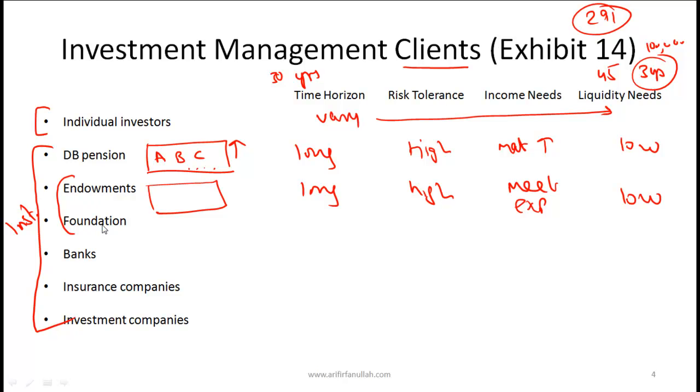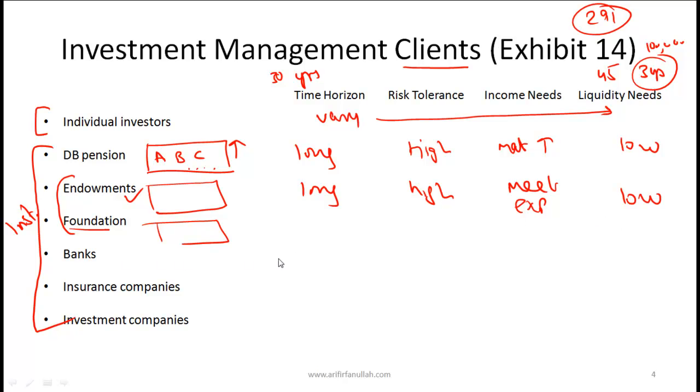Just to draw the distinction between an endowment and a foundation, while all these characteristics are the same, I already talked about the fact that when we have a university fund, that's referred to as an endowment. Foundations generally refers to charitable foundations. So the largest charitable foundation in the world probably currently is the Bill and Melinda Gates Foundation, which has assets roughly equal to about 36 billion, I think. And there again, the assets in the foundation's portfolio are used to meet the various projects that happen under the umbrella of that foundation. So all the characteristics for foundation and endowment are generally the same.